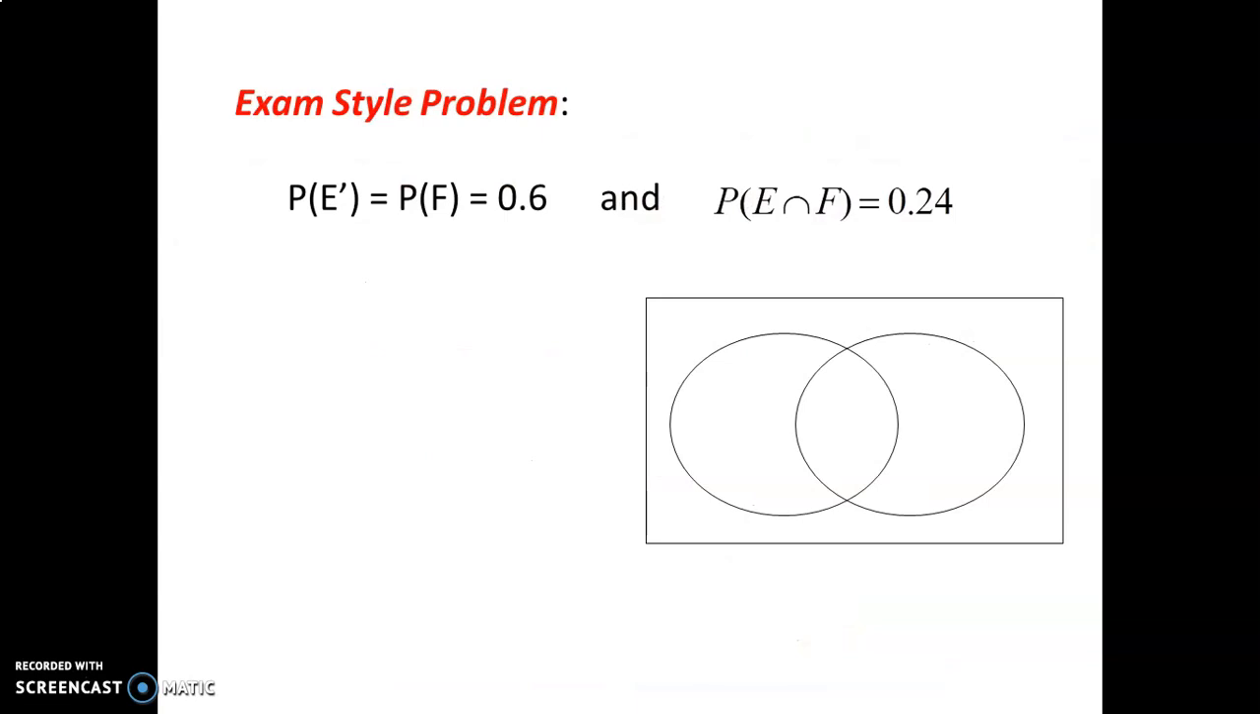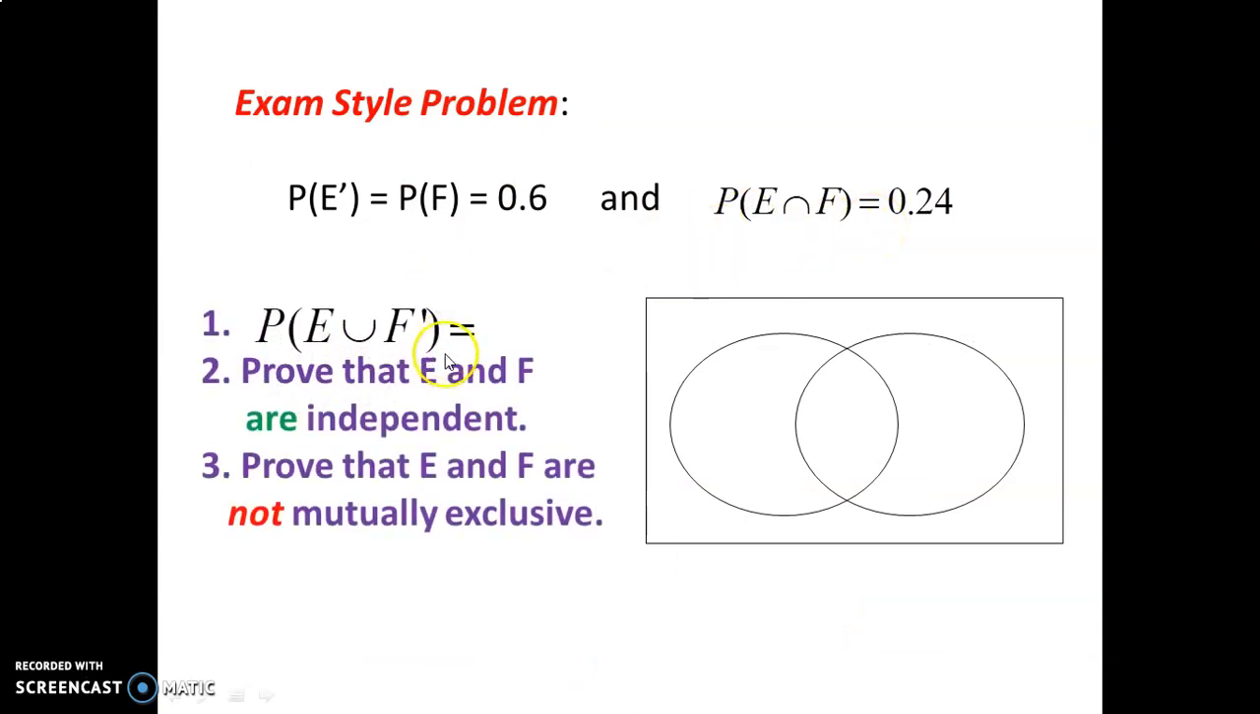So here's the first one. It gives you these values in this problem, and it asks you to do these three things. So let's try number one first.